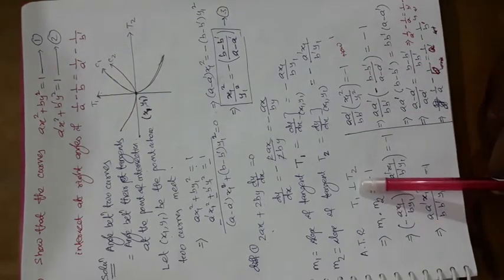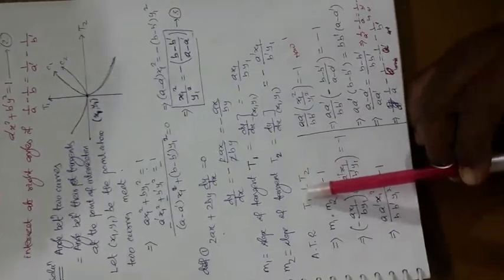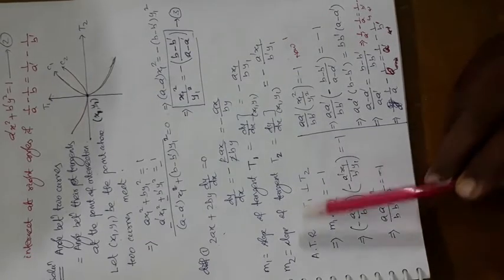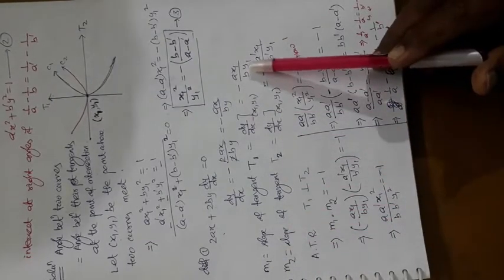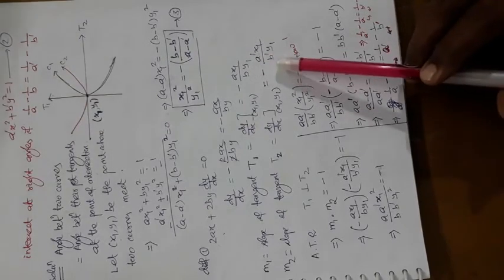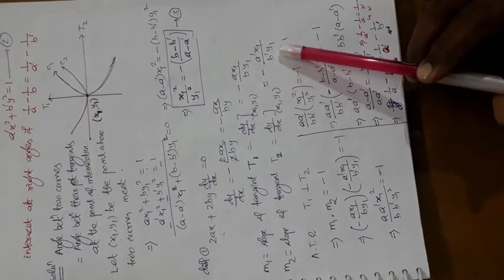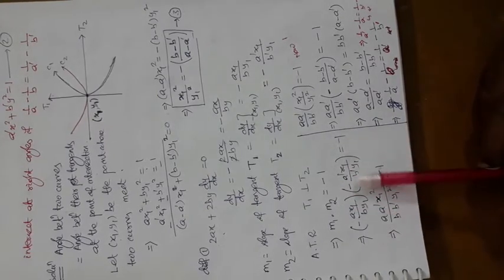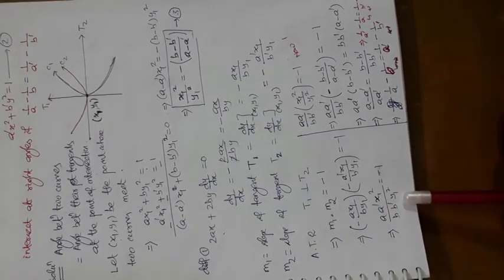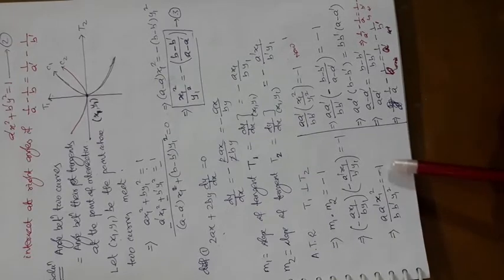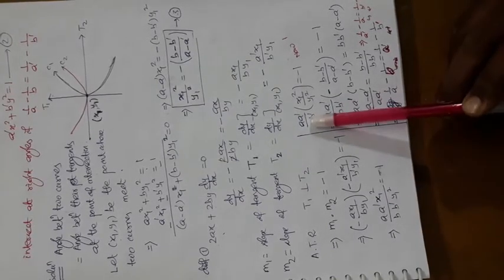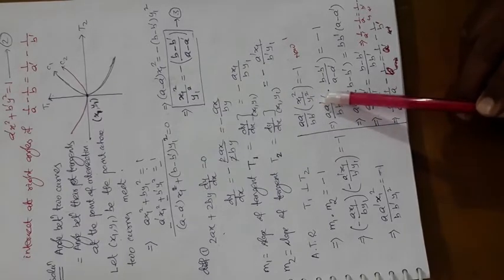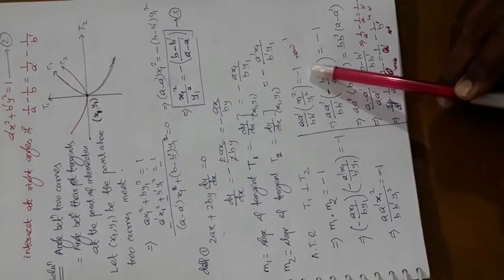According to the question, the two curves t1 and t2 are perpendicular, so the product of their slopes is minus 1. m1 is minus ax1 by by1, m2 is minus a dash x1 by b dash y1, and their product is minus 1, so a a dash by b b dash times x1 square by y1 square is equal to minus 1.